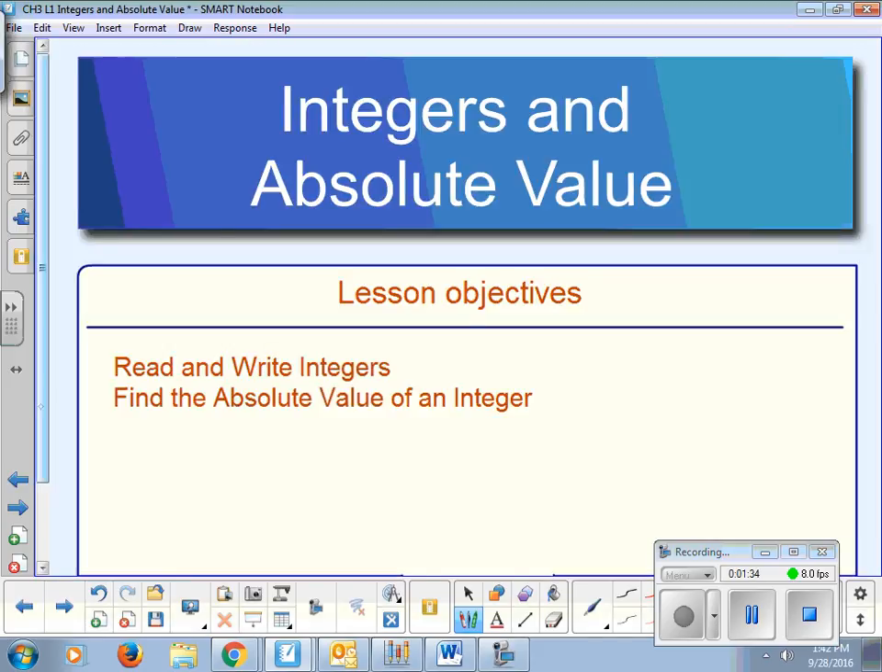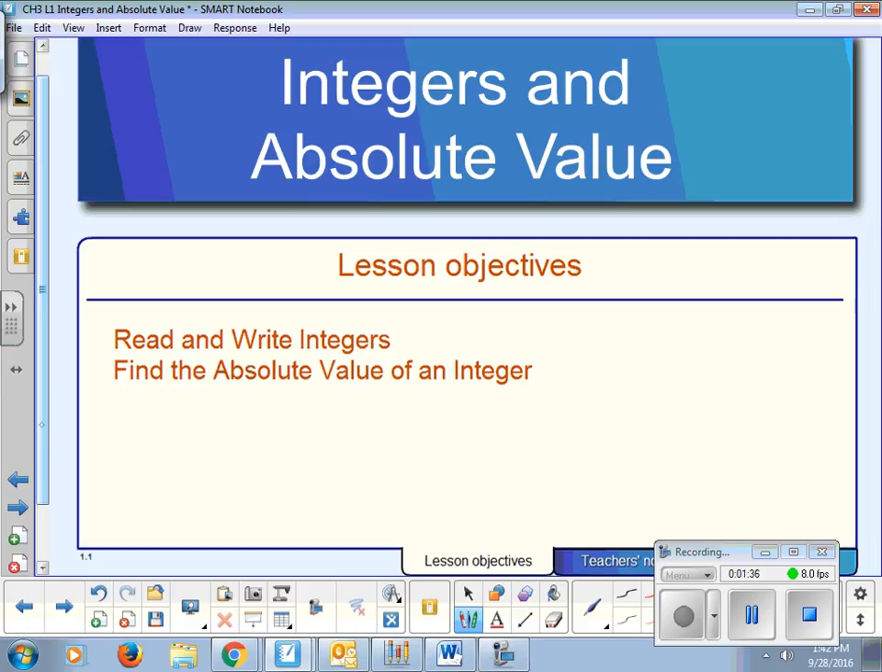Okay, so today we are talking about integers and absolute value. Our targets for today are students will be able to read and write integers and find the absolute value of an integer.